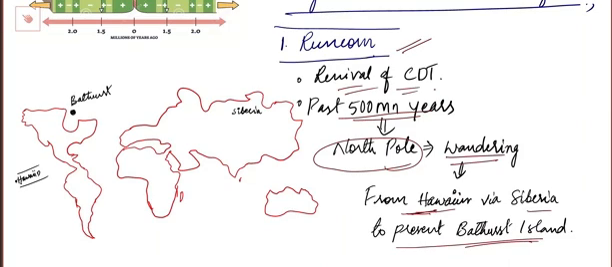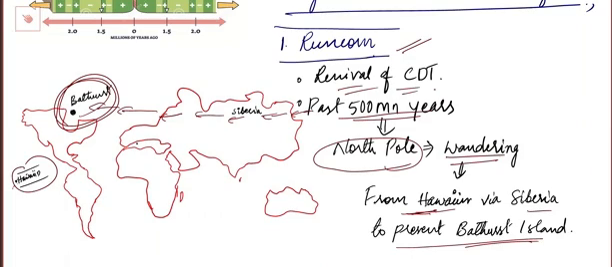If you consider this, this is the Hawaiian Island. If you consider the globe as a round, it started here and it came to here. Slowly it reached here, and Siberia, from Siberia to Bathurst Island. So presently it is at Bathurst Island. This is Bathurst Island. So from Hawaii to Bathurst Island. If you consider here the Hawaiian Islands.